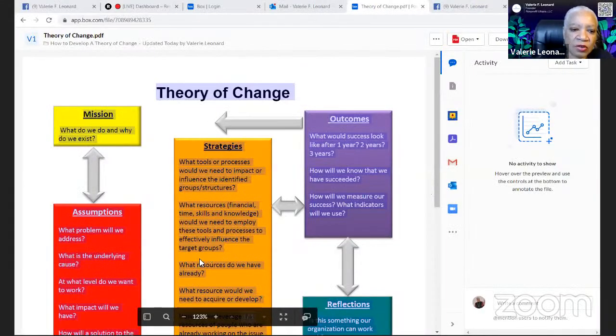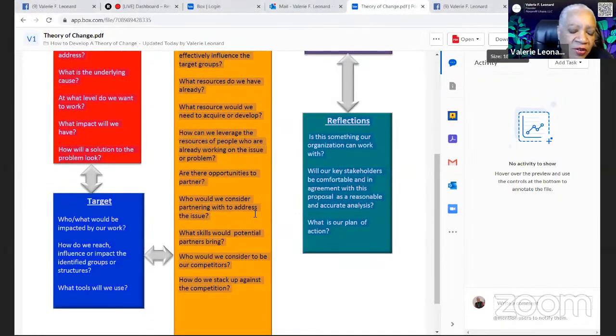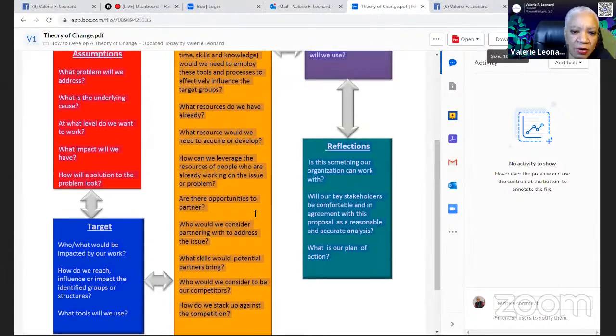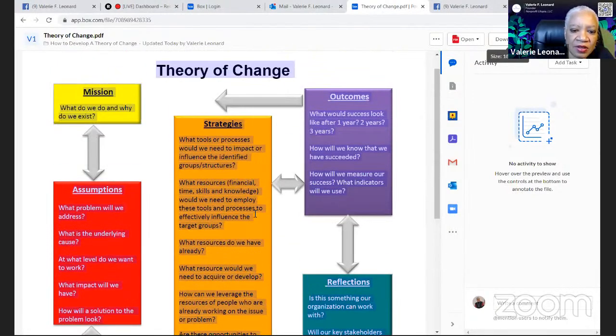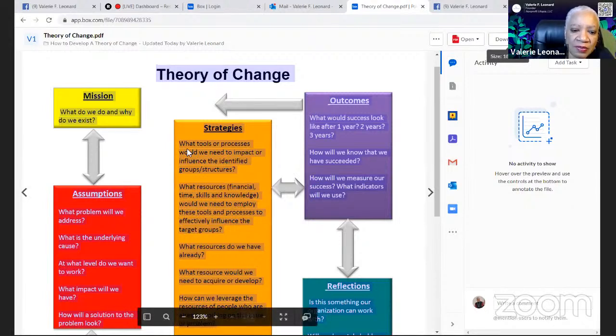So this is a flow chart. After you figure out your target, you ask yourself, who or what is going to be impacted by our work? How do we reach, influence, or impact identified groups or structures? And then you ask yourself what tools you're going to use. And after you develop your target, then you look at the strategies as to how you're going to reach them and how you're going to actually make improvement.